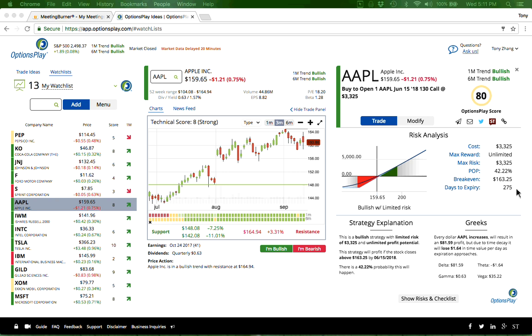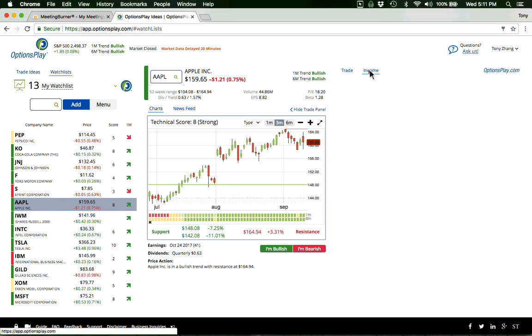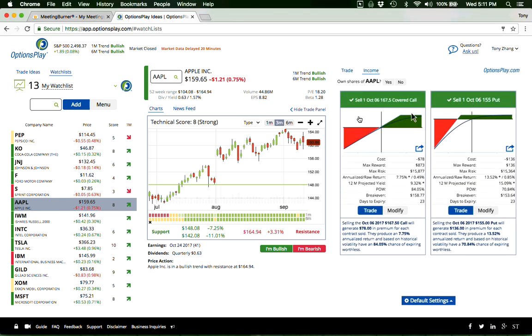Michael's asking if we'll talk about covered strangles. We won't have one specifically on strangles, but the covered strangle, or what we call a covered combo, is really just a combination of these two. So if you own 100 shares of Apple, not only could you sell the October 6, 167.5 cover call, but you can also sell at the same time the October 6, 155 puts. And the risk is different because you get the same cap on the upside, but if the stock goes below 155, you have to purchase another 100 shares.